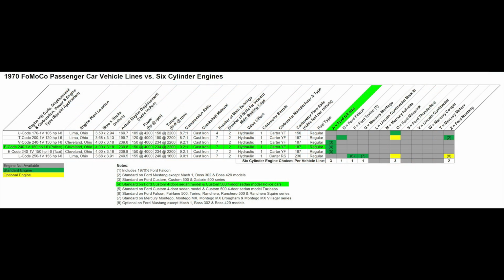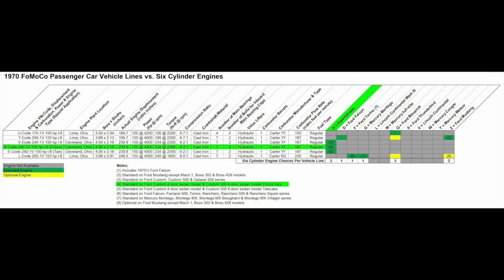The fourth of the 6 1970 FoMoCo 6-cylinder engines to examine is the B-Code 240 cubic inch inline-six engine with a 1-barrel carburetor that was available to law enforcement agencies only for use in police cars. Like the V-Code 241 barrel, this engine debuted as the standard engine in 1965 Ford full-size cars, though this time for police cars. 1970 was also its 6th year of production.